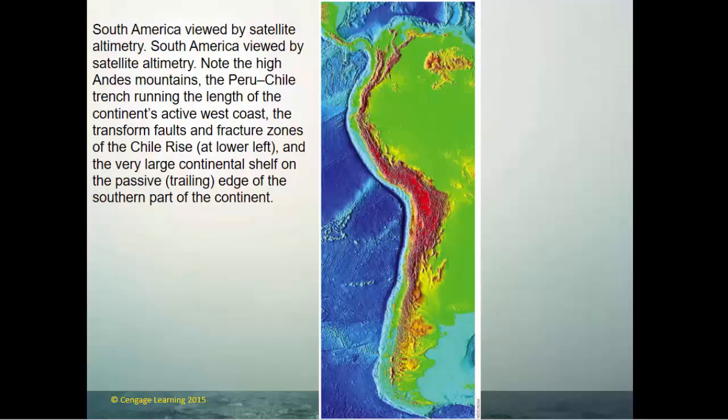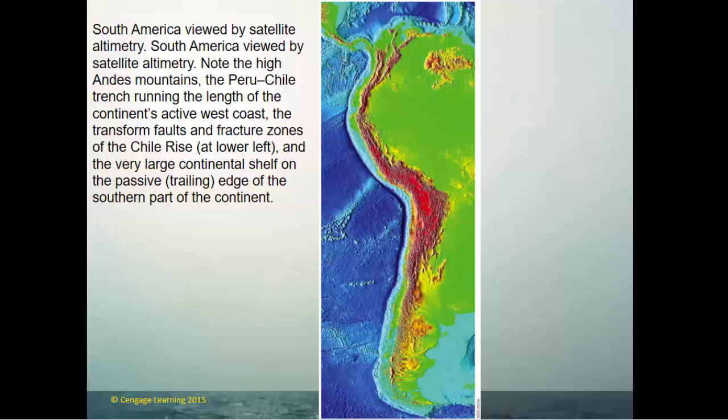So here is South America viewed by satellite altimetry. You can see the high Andes Mountains. You can see the Peru-Chile Trench running the length of the continent on that active west coast. The transform faults and fracture zones in the Chile Rise, that's in the lower left. And you can also see a very large continental shelf on the passive, trailing edge of the southern part of the continent.